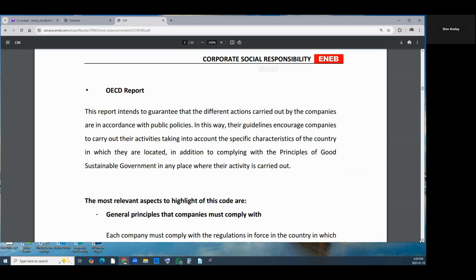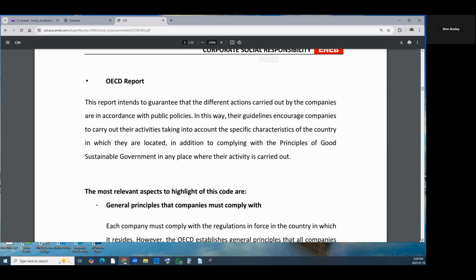In this way, their guidelines encourage companies to carry out their activities taking into account the specific characteristics of the country in which they are located, in addition to complying with the principles of good sustainable government in any place where their activity is carried out. The most relevant aspects or highlights of this code are the general principles that the company must comply with.